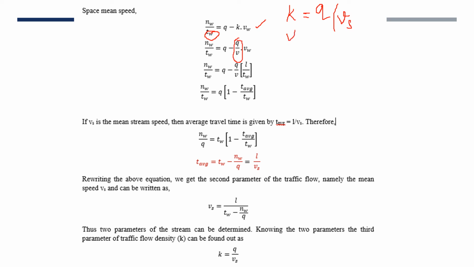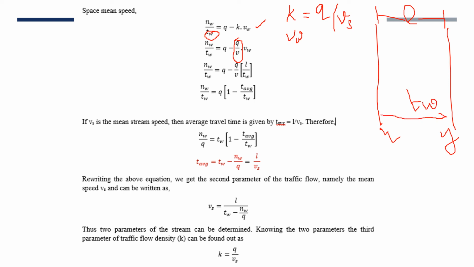Now the second term is VW, that is the speed with which the test vehicle is moving along with the stream. Let's consider X to Y as the stretch. This is of length L, and what we are measuring is how much time it takes when the test vehicle moves along with the stream, in the direction of the stream. Now here we want to rewrite VW, which can be written as L divided by TW.